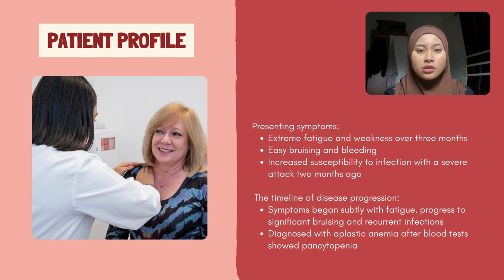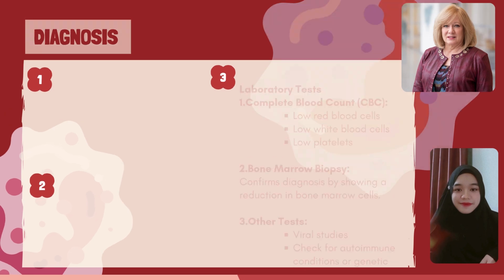For the presenting symptoms, there is extreme fatigue and weakness over 3 months. Secondly, easy bruising and bleeding. Thirdly, increased susceptibility to infection with a severe attack 2 months ago. For the timeline of disease progression, symptoms began subtly with fatigue, progressing to significant bruising and recurrent infection. Secondly, diagnosis of aplastic anemia after blood tests showed pancytopenia.